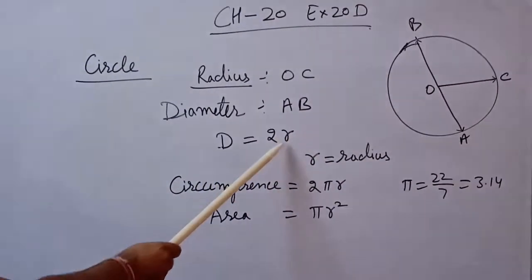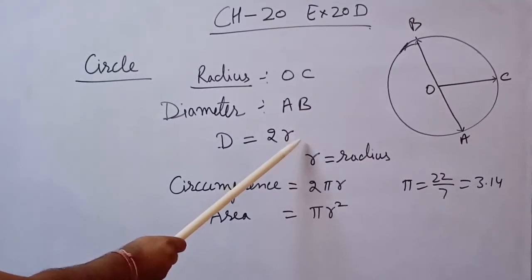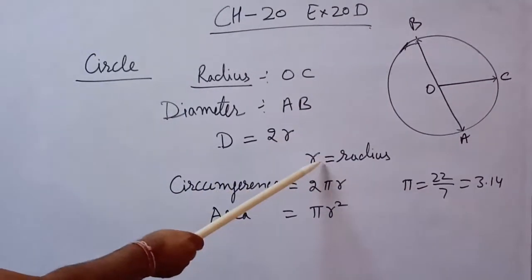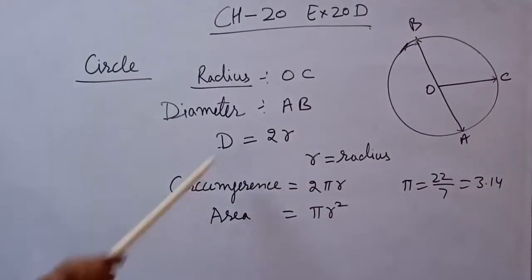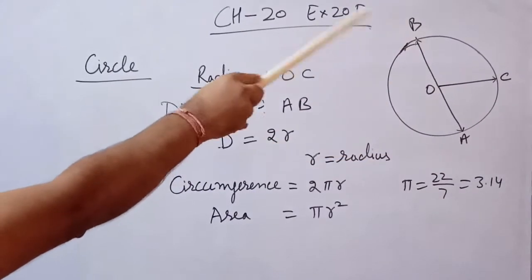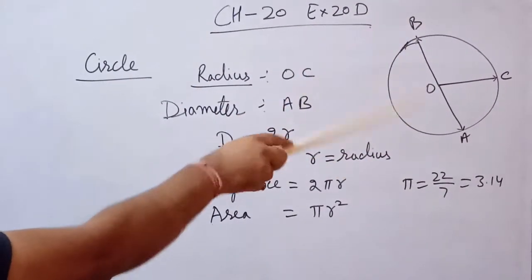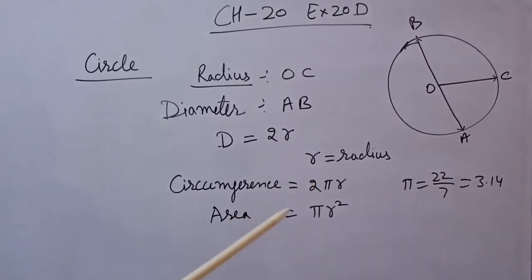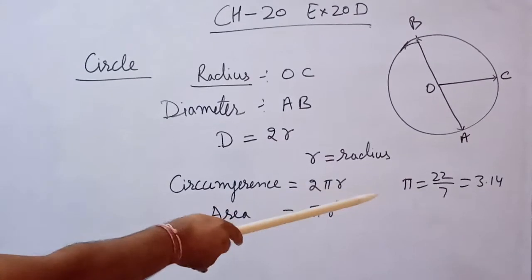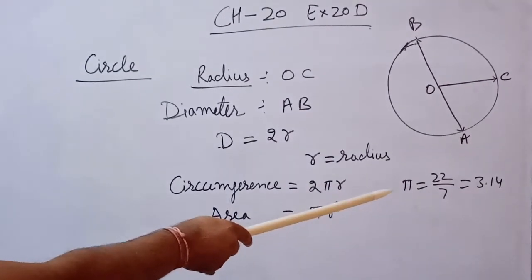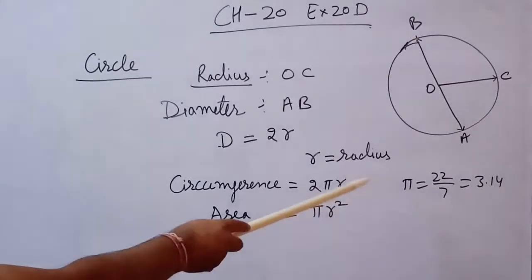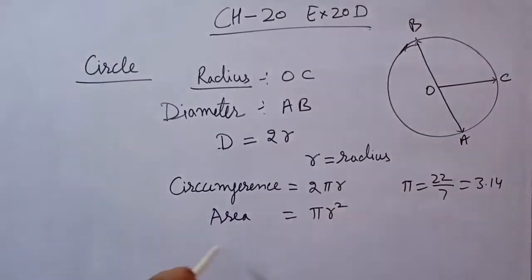2r means double of the radius, we can say. Here D equals 2r, where r is the radius. Now the circumference, that is the path, is equal to 2 pi r. Here pi is a constant. The value of pi is 22/7 when we write it as a fraction, or in decimal we write 3.14. According to the question, we can take 22/7 or 3.14.